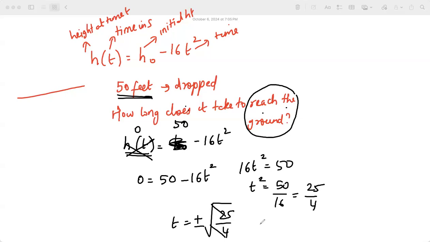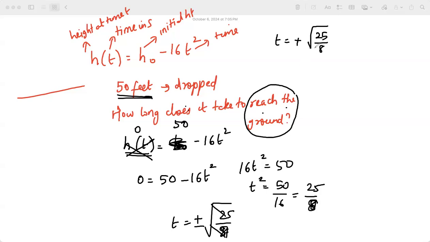We have to take the square root of 50 by 16. I'm sorry, 50 by 16 becomes 25 by 8, right? So you can make them really simplified. t equals, there are two answers, right? Plus root 25 by 8, minus root 25 by 8. It cannot be a negative answer. Time can't be negative. So I'll go ahead only with this.